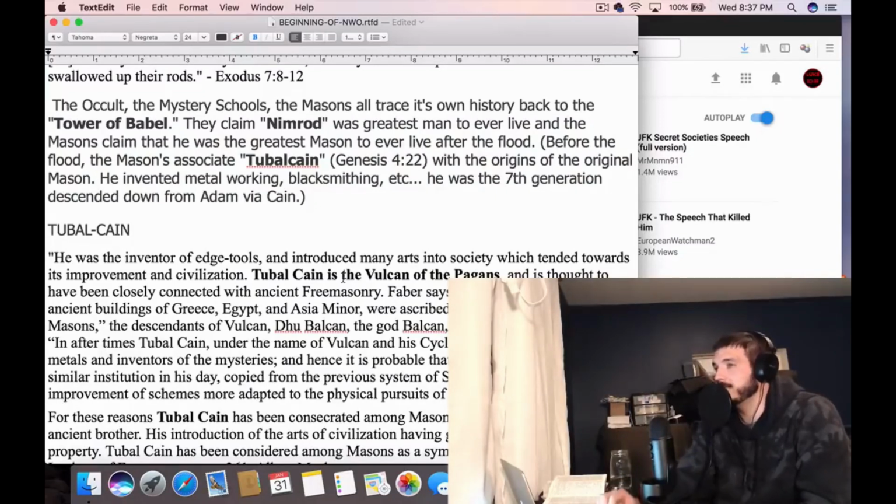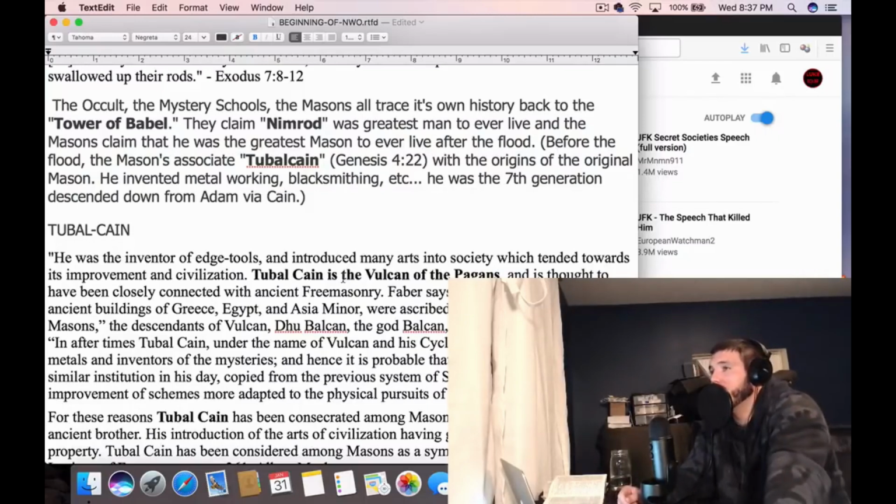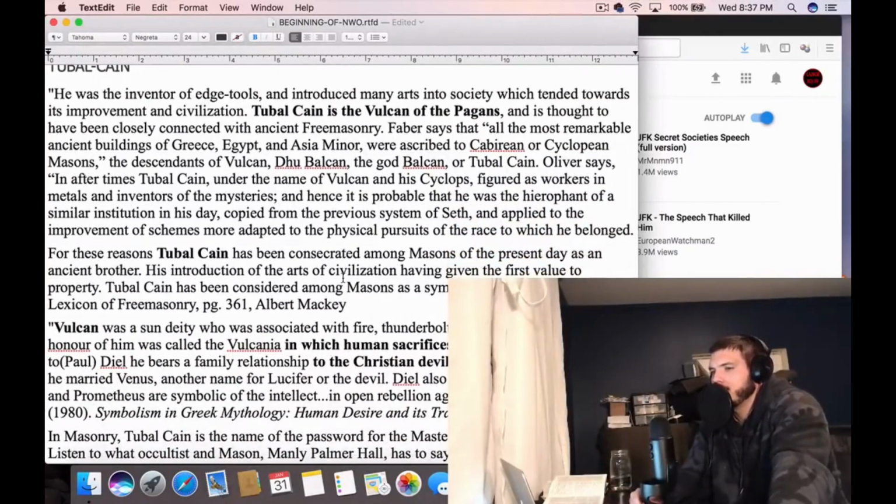Let's read what the Masons say, and like I said, I call this show In Their Own Words. Let's read what the Freemasons say in their own words about Tubal-cain. This is a quote from Albert Mackey, a famous, well-respected Freemason and Masonic historian, from his book Lexicon of Freemasonry, page 361. He was the inventor of edge tools and introduced many arts into society which tended towards its improvement in civilization. Tubal-cain is the Vulcan of the pagans.